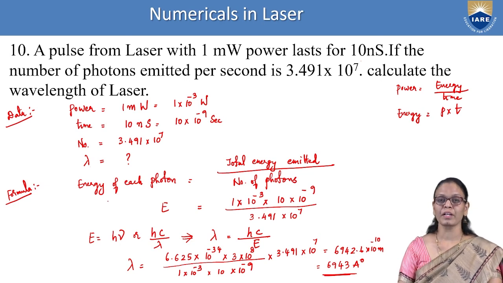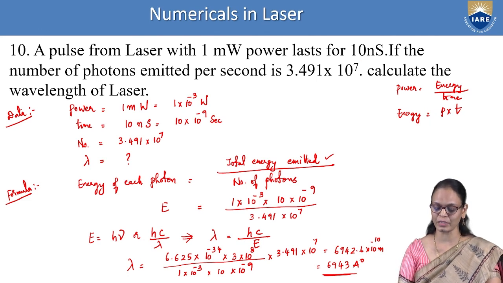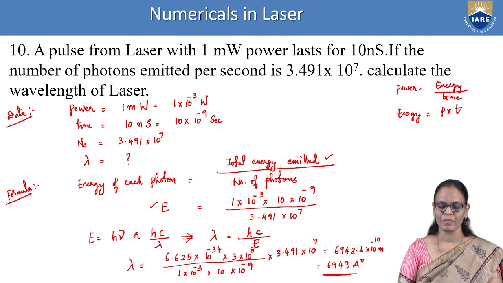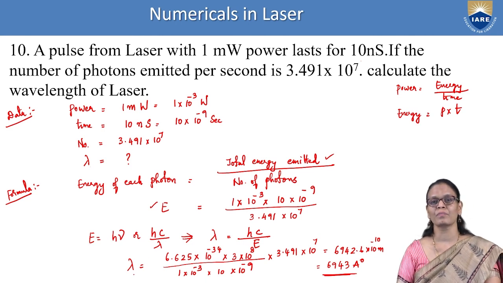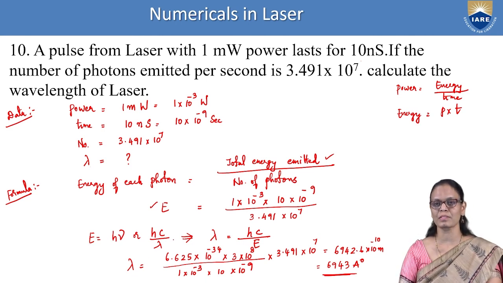So what we have done here is to calculate the energy of each photon. We first calculate the total energy emitted. How do we get the total energy emitted? We multiply the power with time, you get the energy, upon the number of photons. Once you get the energy, we can calculate the wavelength using the formula lambda is equal to hc upon E, and the wavelength is 6943 angstroms.